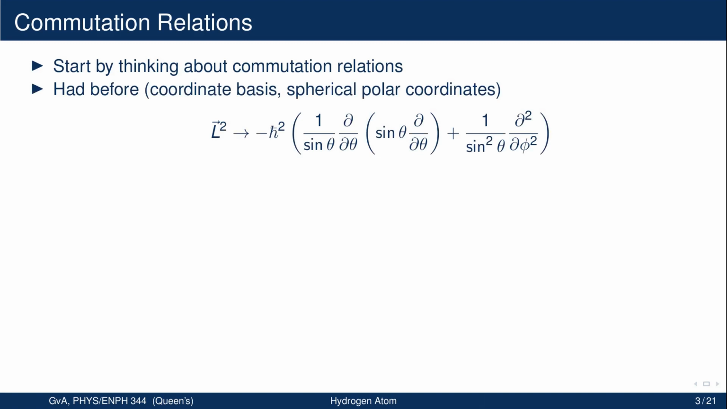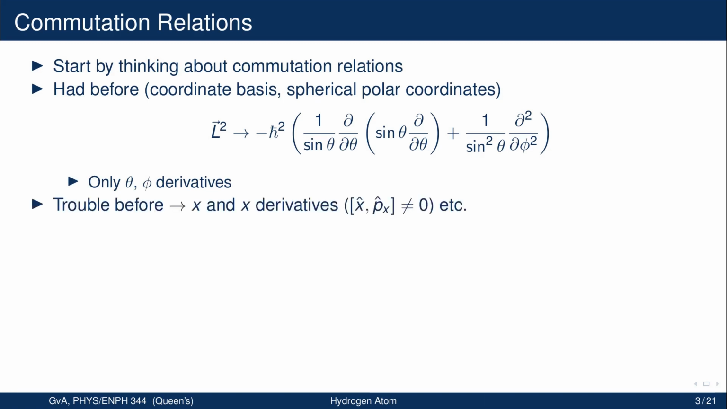We had before that if we use a coordinate basis in spherical polar coordinates, the total angular momentum operator takes this form. If you look at this form, you can see that it involves only derivatives with respect to theta and phi. When we had trouble before, it was when we did things like examine commutators involving x and its derivatives, for example, x with its own momentum. Those gave commutators that were non-zero.